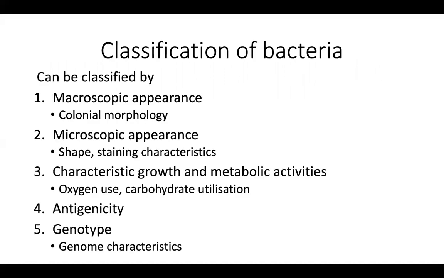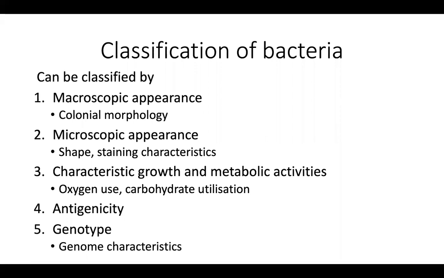So how then do we classify bacteria? These bacteria can be classified by the macroscopic appearance, and this is the colonial morphology. So remember we said that we grow them on artificial culture media, and different bacteria have different characteristics on these artificial media, which give us a hint of what bacterium you would be dealing with. Then the microscopic appearance. What you'll mostly be using is the light microscope. What is the shape of the bacteria? What are the staining characteristics? And the gram stain is what we'll be referring mostly to.